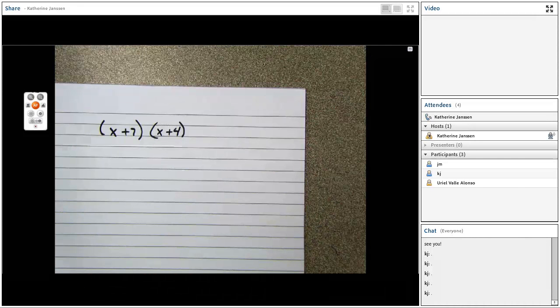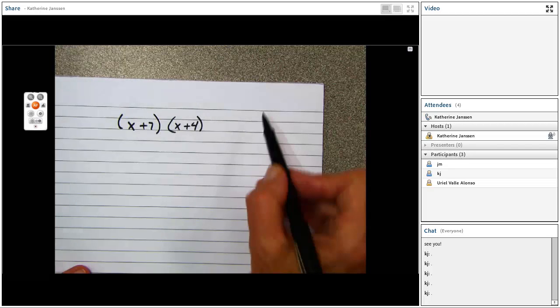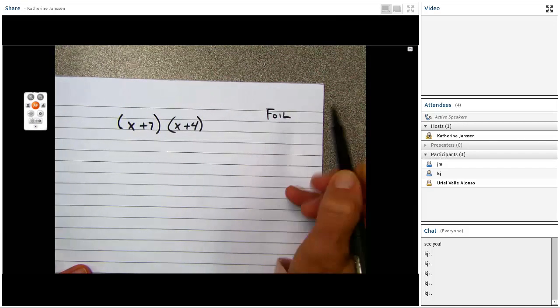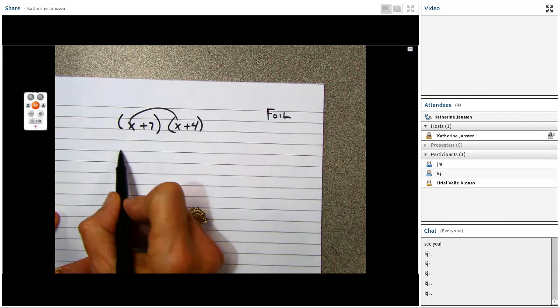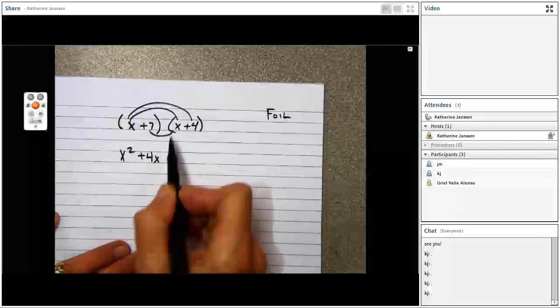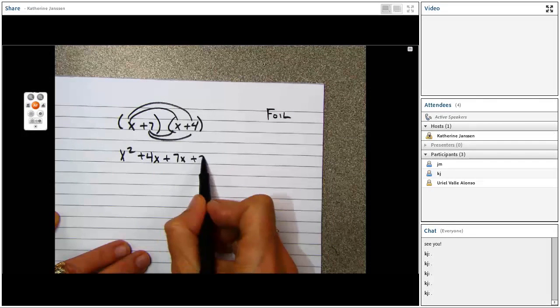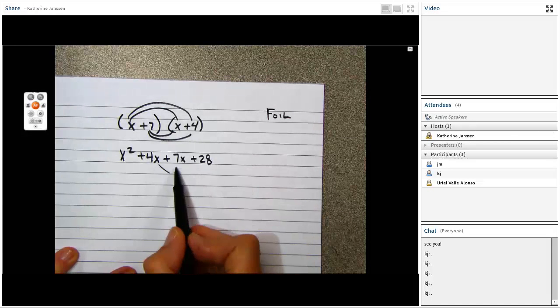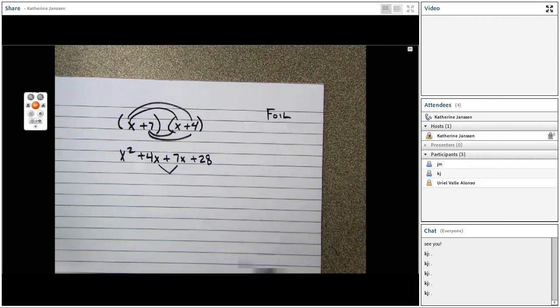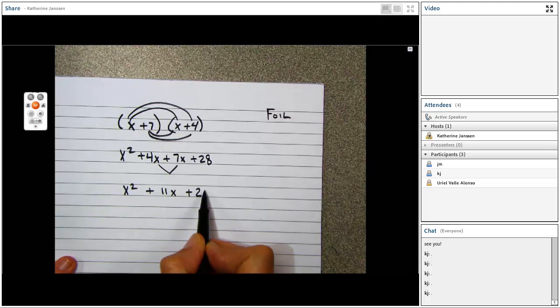X plus 7 times the quantity x plus 4. Again, it's a binomial times a binomial, so I'm going to use FOIL. X times x would be x squared plus 4x. Inner terms plus 7x. My last terms plus 28. Look to collect like terms. I get x squared plus 11x plus 28.